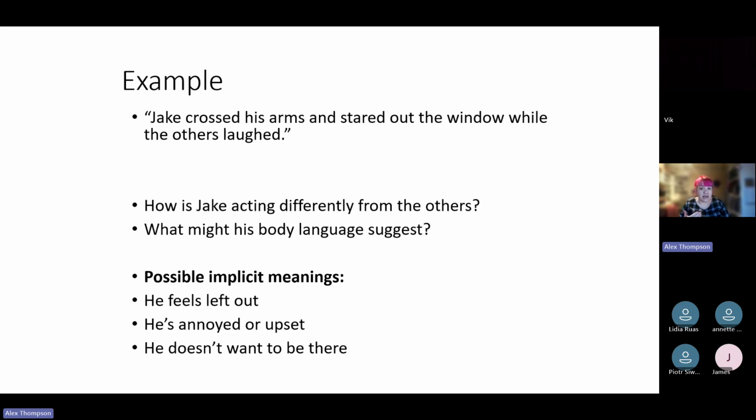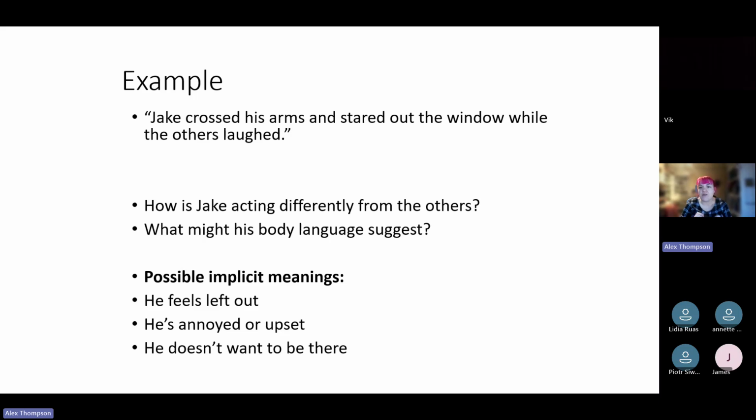So, possible explanations that we came up with. He could feel left out, so he's not included in what everybody else is doing. He's annoyed or upset. Again, think about that body language, it's very defensive. It's putting a barrier between you and other people. And you could also potentially infer that he doesn't want to be there. He's not experiencing any pleasure. He's not laughing along. So that statement, Jake crossed his arms and stared out of the window while the others laughed, is implicitly telling us that perhaps he feels left out, he's annoyed, upset, doesn't want to be there.